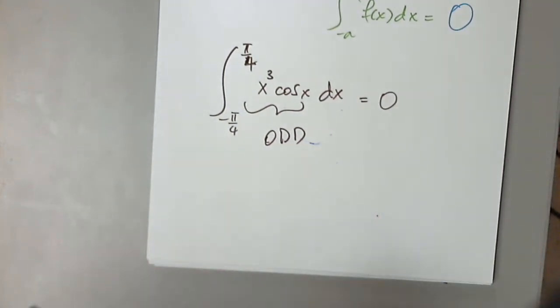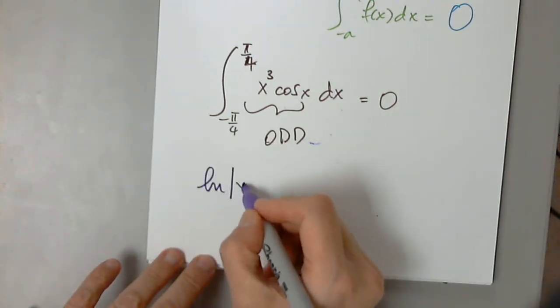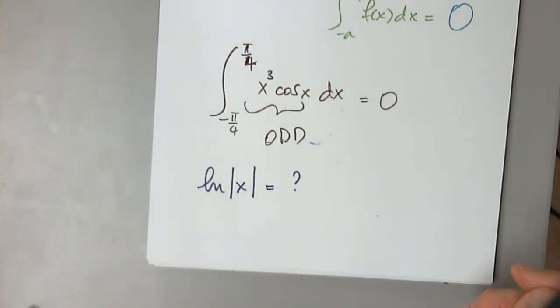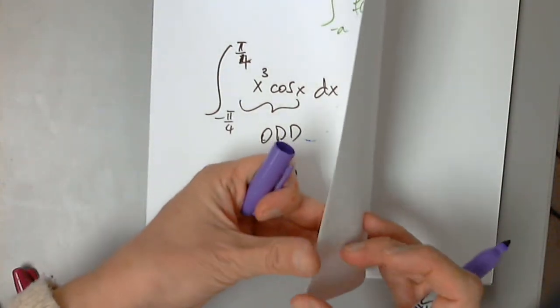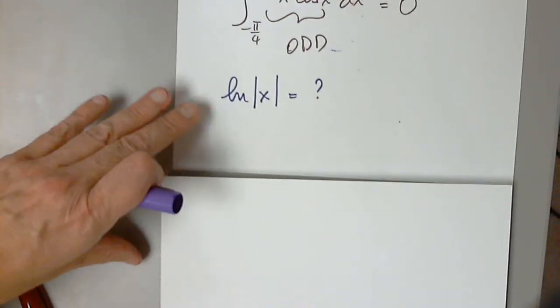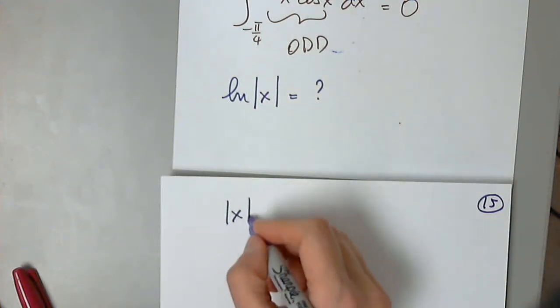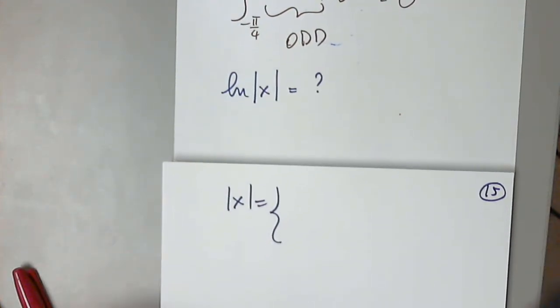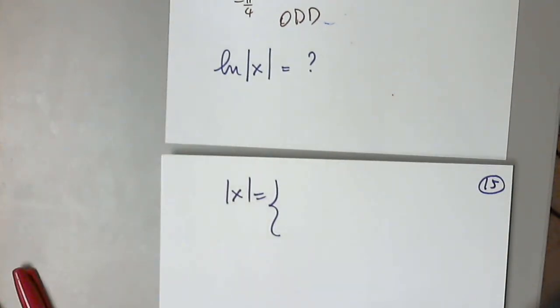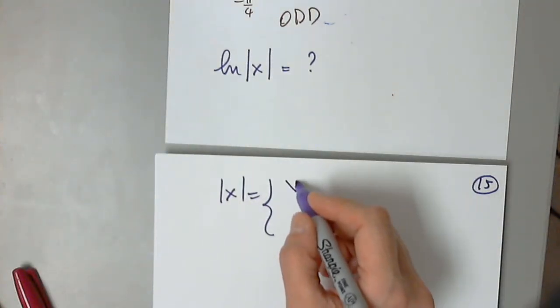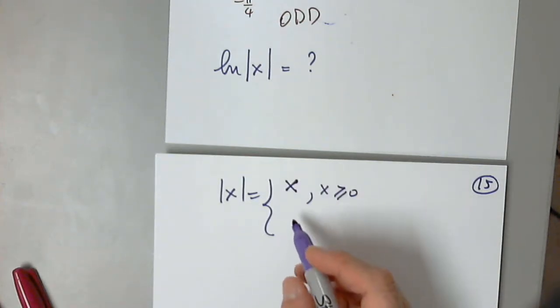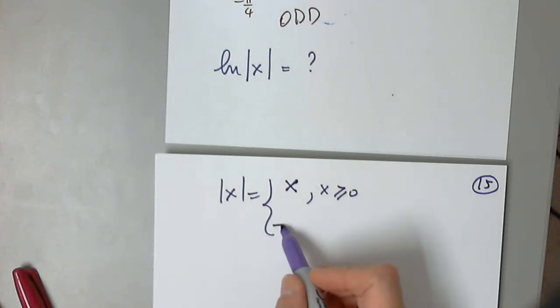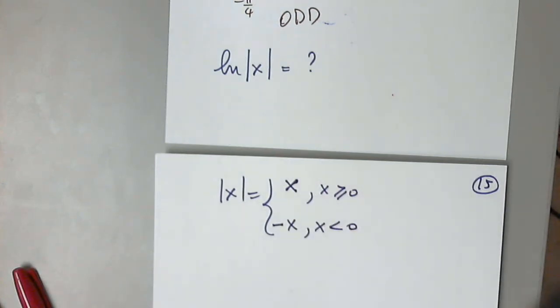Let's take a look at this function. In order to look at this function, I have to first start with the absolute value of x. I'm going to refresh your memory. The absolute value of x is, if you remember, either x if x is greater than or equal to 0, or negative x, very good, when x is less than 0.